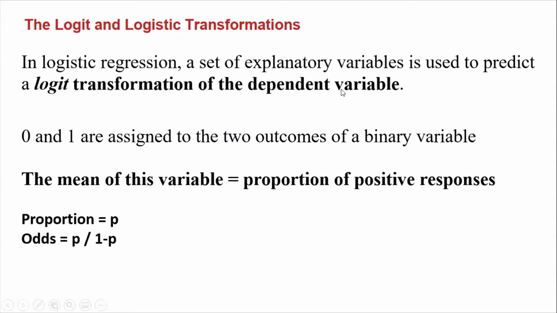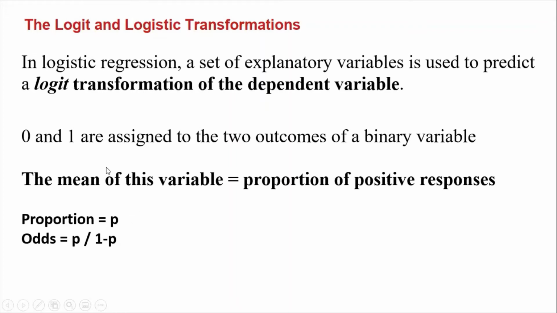Basically our dependent variable is a logistic transformation, and if it is a binary variable, we have 0 and 1 assigned. 1 is our outcome of interest and 0 is the complementary event. So think about this: if we have 1 and 0, and we find the mean, it is equal to the proportion of this outcome. This is just a mathematical sense. So what is the proportion? I already talked about it. Proportion is P, which is equal to the number of events divided by sample size.